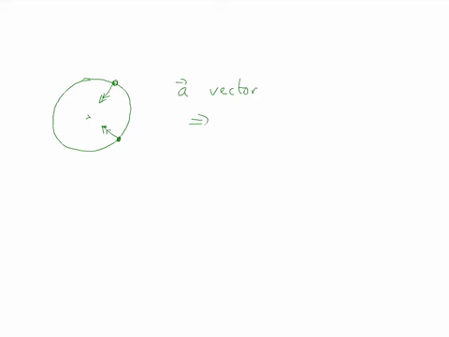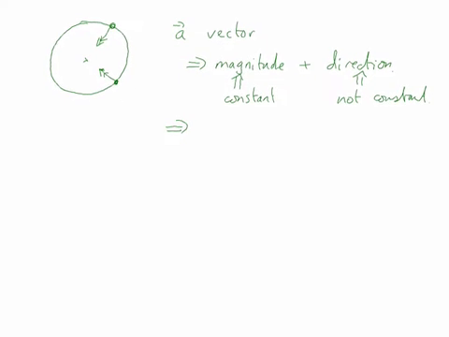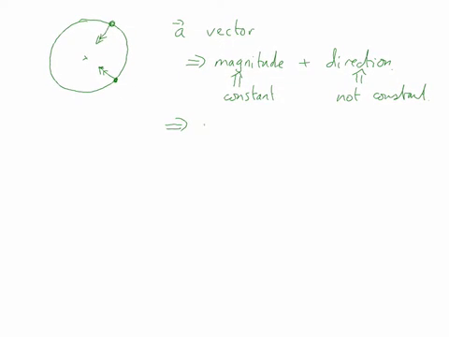So what that means is we have a magnitude plus direction. Now this is constant, right? This, not constant. So the acceleration is not constant, right? Because only its magnitude remains the same, its direction changes.